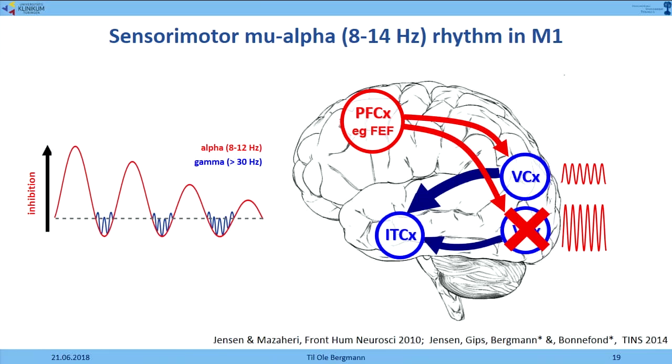But now let's leave the visual cortex and go to the sensory-motor cortex, because also there is an alpha oscillation. It's called the sensory-motor mu alpha. And here we use a different technique to see whether there's also pulse inhibition or maybe something else.